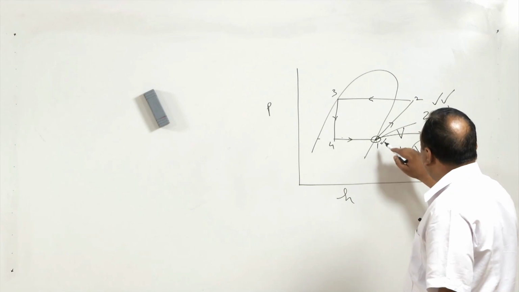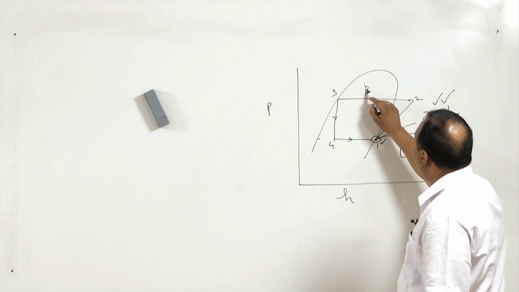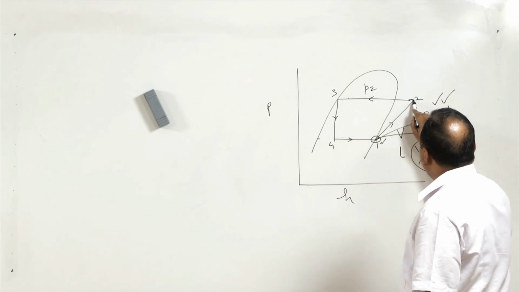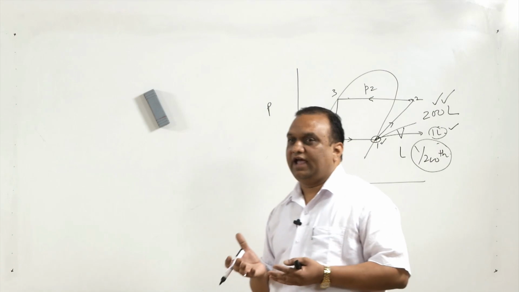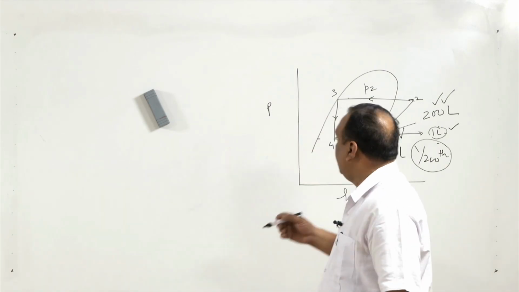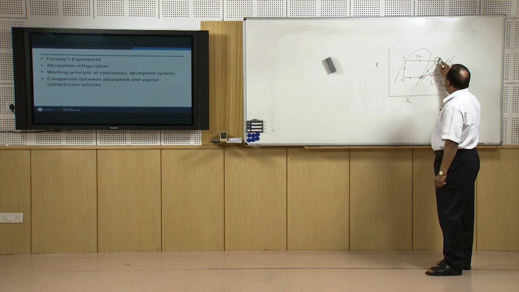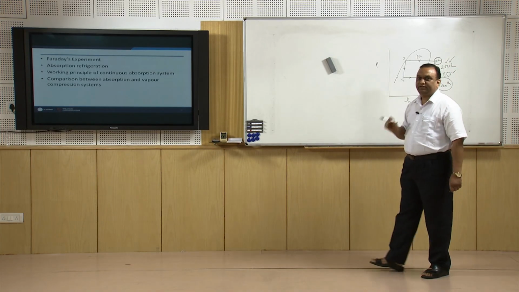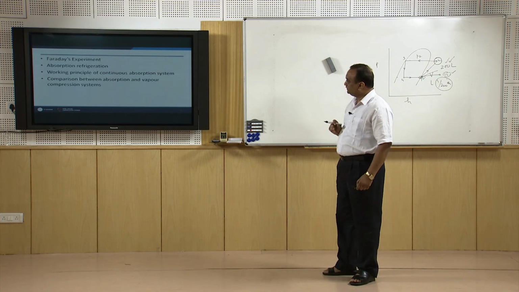So this liquid, we can increase the pressure of this liquid up to this stage, P2. And when the pressure is increased, then we can heat the mixture. As we heat the mixture, solubility of the vapor in the mixture will be reduced, and we will get high temperature, high pressure vapor at state 2. So this is what exactly happens in vapor absorption systems.